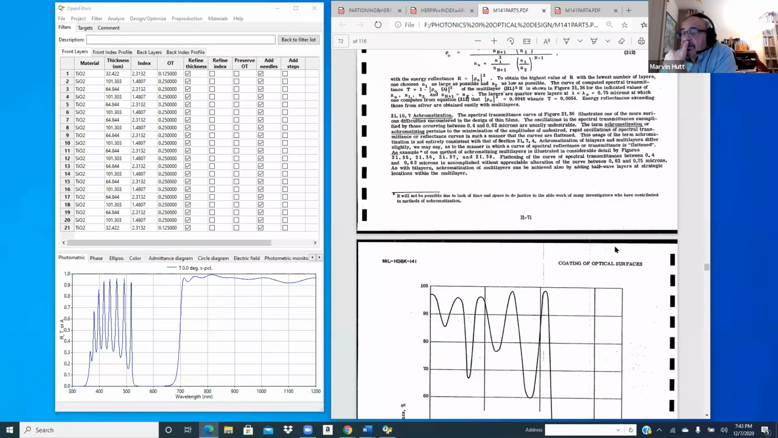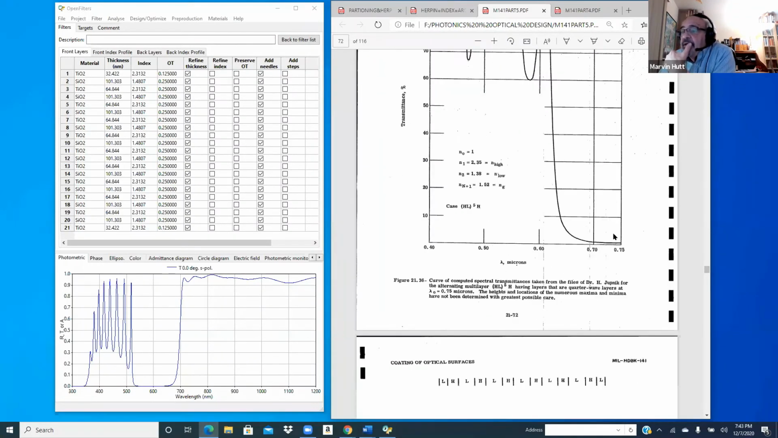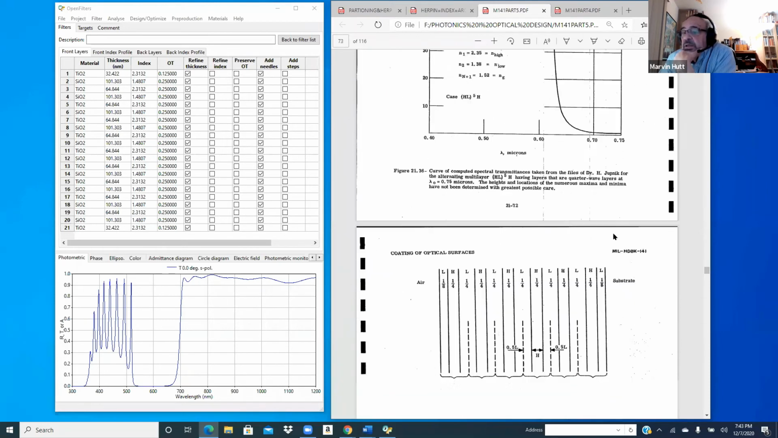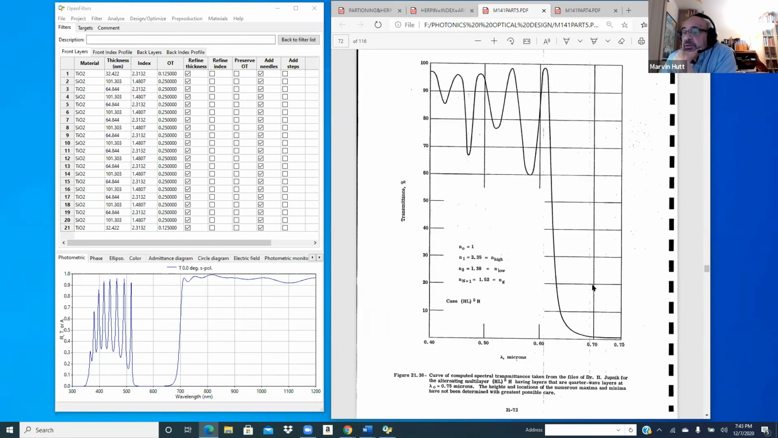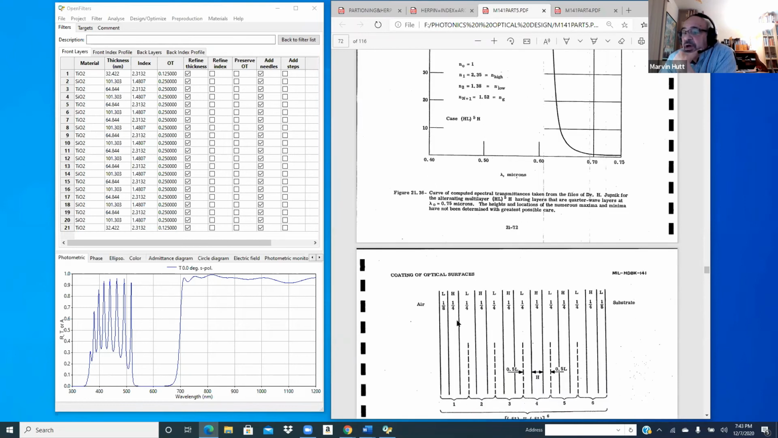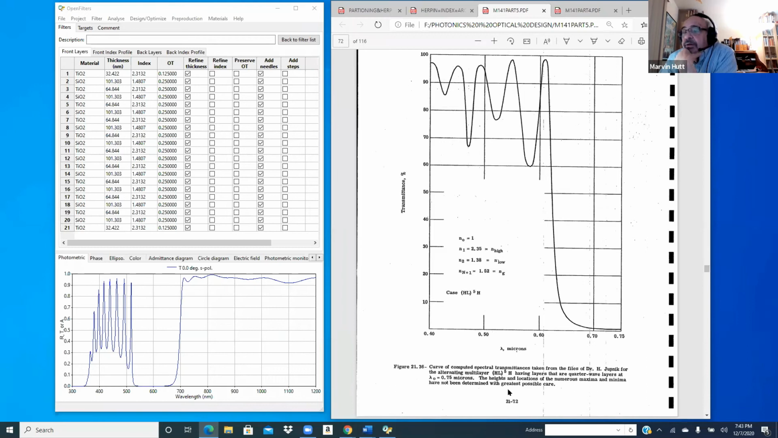All right. Here is the coding, which is a standard stack with an eighth wave on each side. Which is eighth, high, low, high, low, high, low, high, low, high, low, eighth. Okay, high, low to the fifth, high. So this is your quarter wave stack.